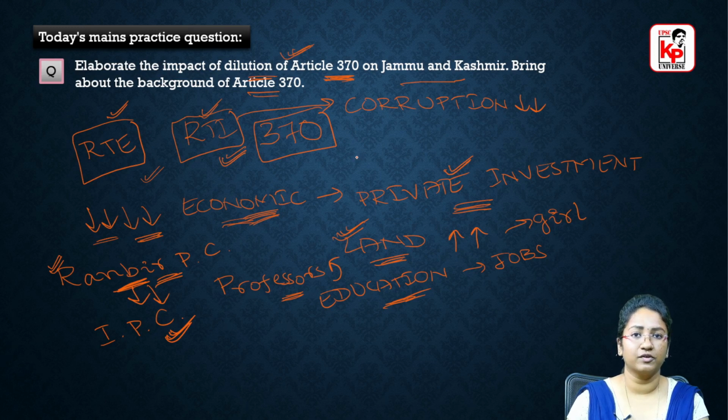So you have to write about what is Article 370, what is the background of introduction of Article 370, and then the impact of the dilution of Article 370. So these are the various issues involved in the article that we have in The Hindu today on the dilution of Article 370. So that's all for today for this particular article.